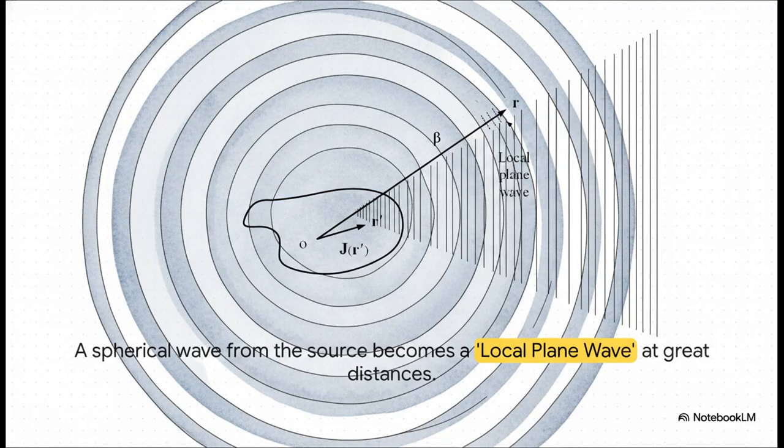And this image shows it perfectly. Right at the source, the wave is an expanding sphere. But once you get far enough away, that sphere is so huge that any small piece of it looks and acts just like a flat, uniform plane wave. And that idea of a local plane wave is absolutely crucial for making accurate measurements.